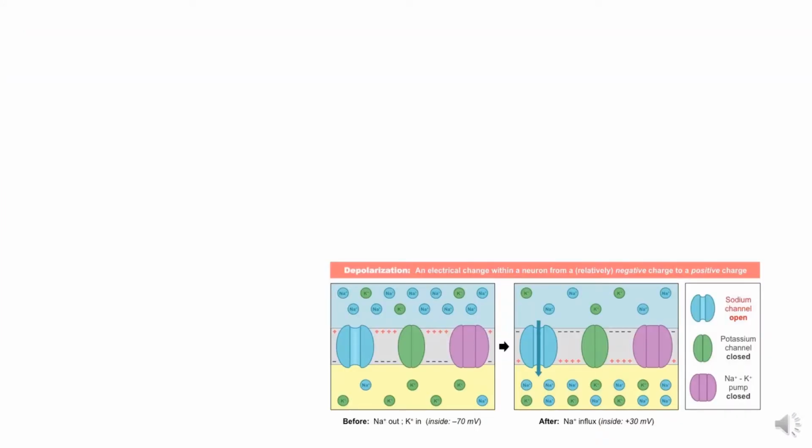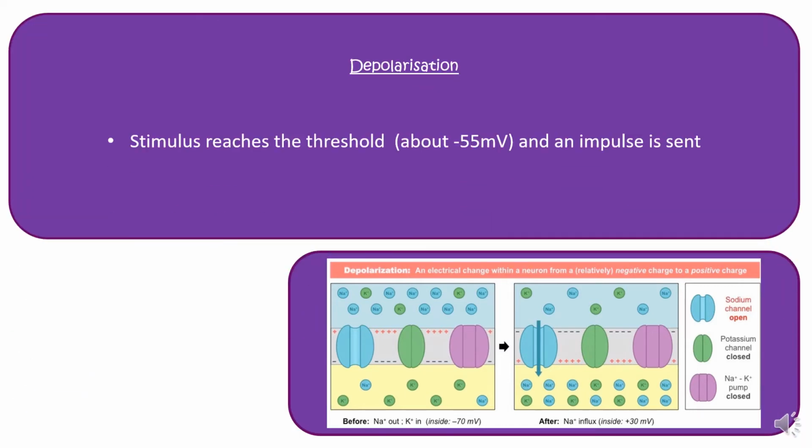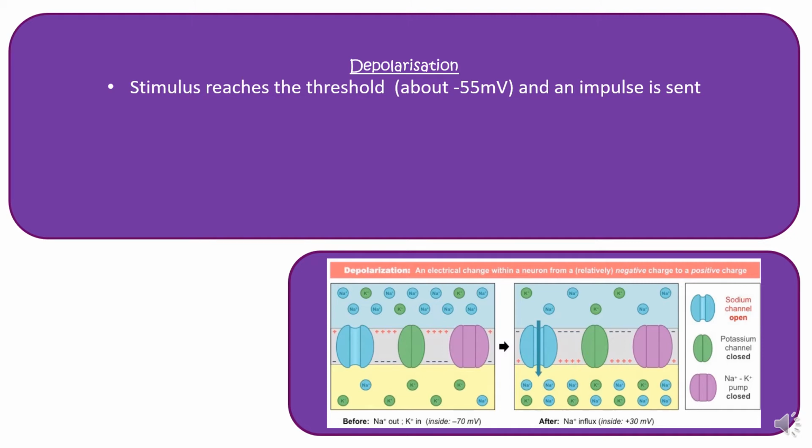Okay, so the first part of the nerve impulse is depolarisation. The stimulus has to reach a threshold for an impulse to be sent. So depolarisation is the first stage of the impulse. The threshold is about minus 55 millivolts. Again, when you look at the action potential spike later, you'll see that a bit more clearly.